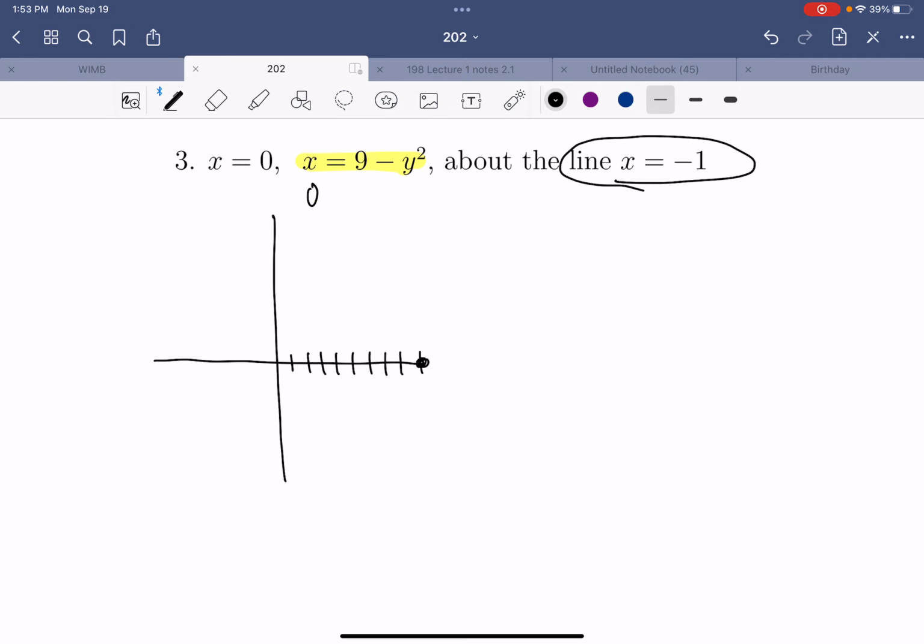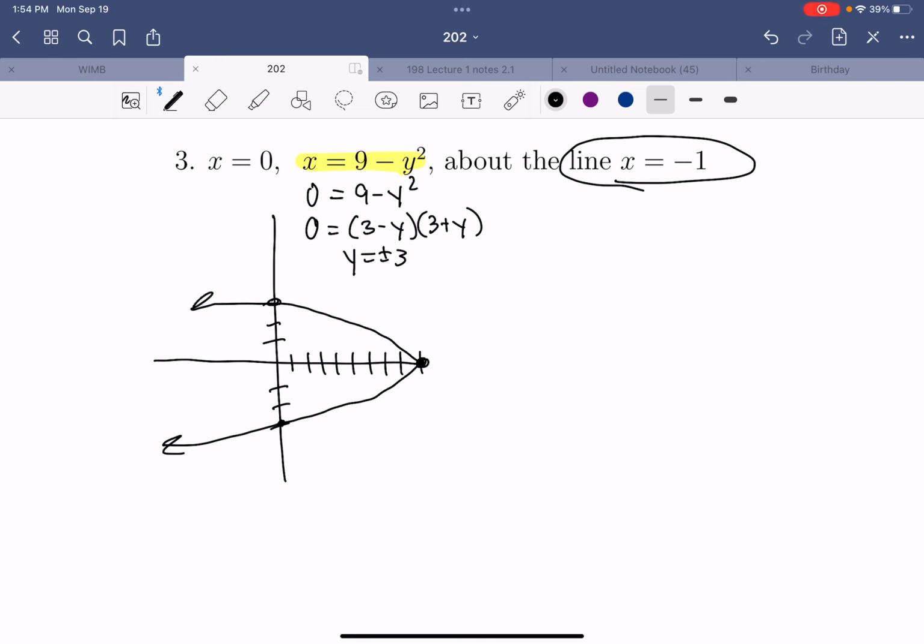If you set it equal to 0 and factor it, that's going to give you y equals plus or minus 3 as its zeros. So my parabola should look like this. x equals 0 is the y-axis. It's asking me to take this area and revolve it around the line x equals -1, and x equals -1 is right here. So I'm spinning it around there.